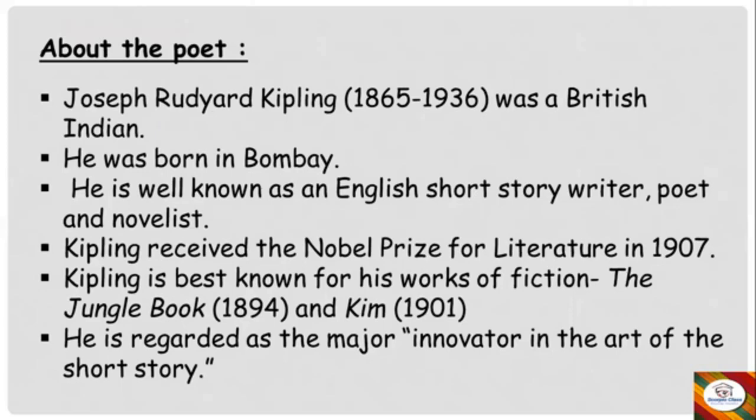So the poet Joseph Rudyard Kipling was born in 1865 and he lived till 1936. He was a British Indian. He was born in Bombay. He was well known as an English short story writer, poet and novelist. Kipling received the Nobel Prize for Literature in 1907. He is best known for his works of fiction, The Jungle Book, which was written in 1894, and Kim, which was written in 1901. He is regarded as the major innovator in the art of the short story. Okay, so this was a brief description about the poet.